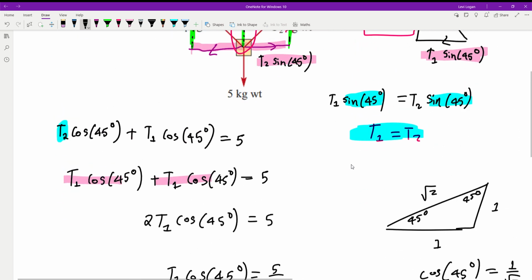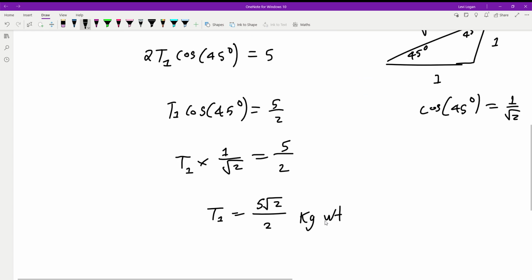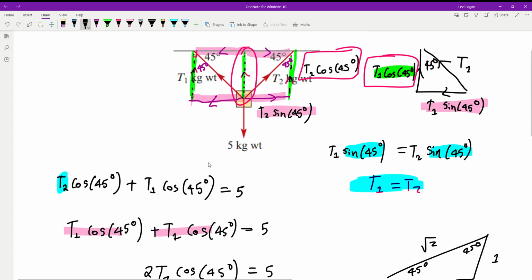Because T1 is equal to T2, this is the exact same answer for T2, and that's how you answer this system of connected particles. I'll be posting another one where the angles aren't equal, but it's the same scenario, making the components equal to the components and getting two simultaneous equations.